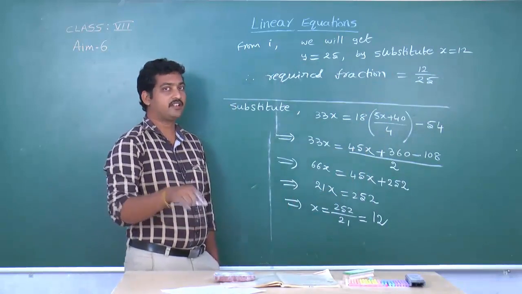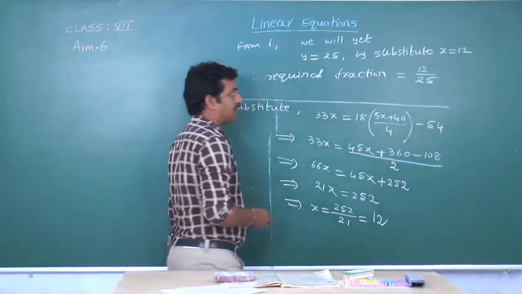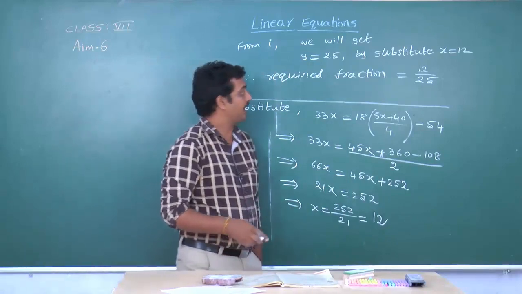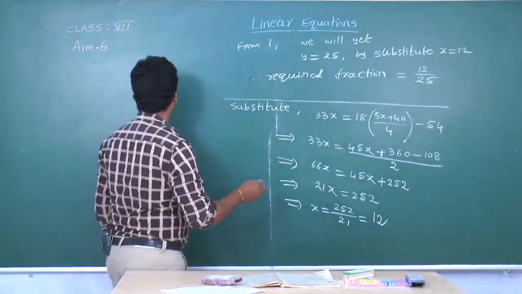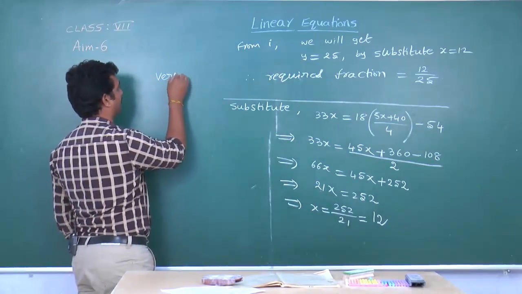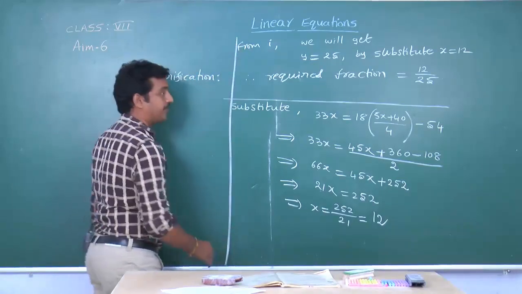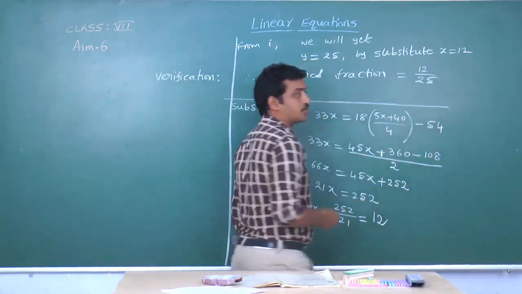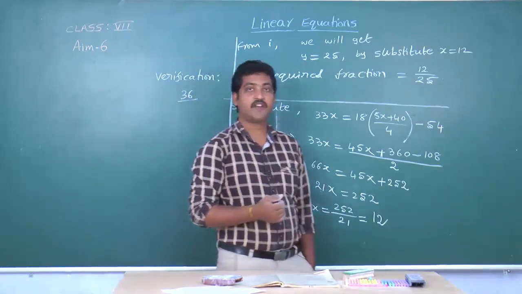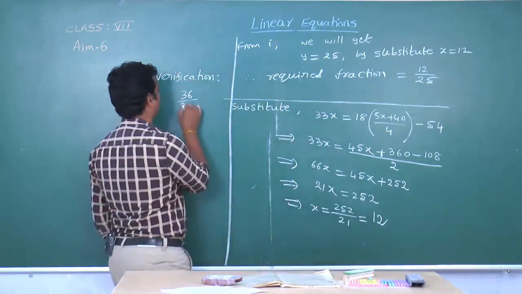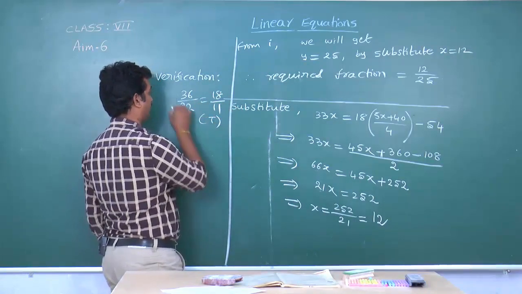And need to verify it also. What is that verification? Whenever 12 is multiplied by 3, it becomes 36, and 25 is reduced by 3, then it becomes 22, which is equal to 18 by 11. Verified. First one true, first case.